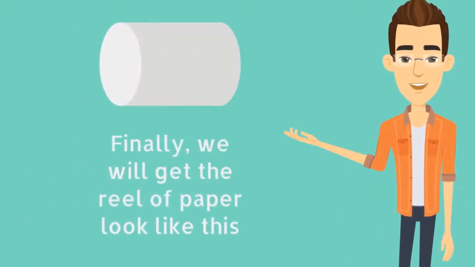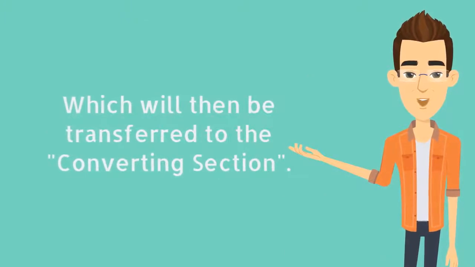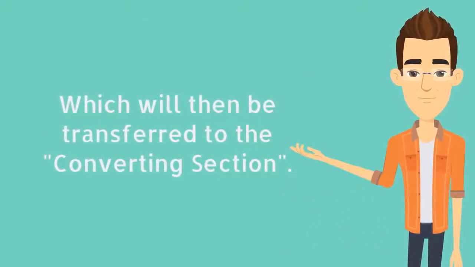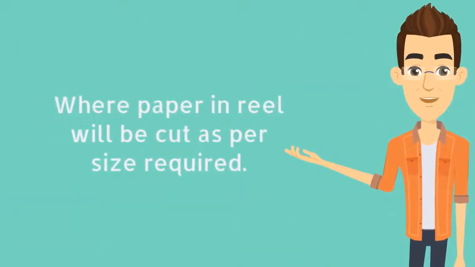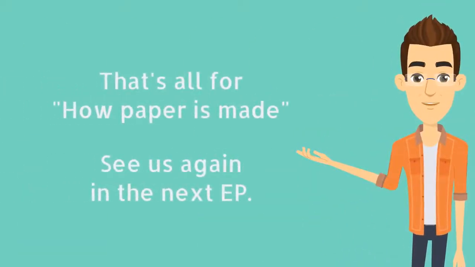Finally, we will get the reel of paper that looks like this, which will then be transferred to the converting section, where the paper reel will be cut as per the size required. That's all for how paper is made.